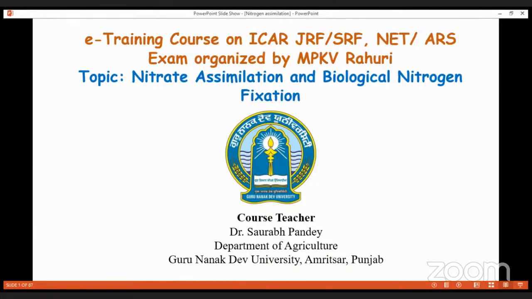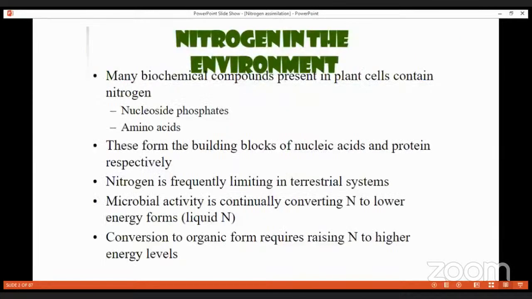I'll discuss briefly about nitrate assimilation and biological nitrogen fixation, with emphasis on their molecular aspects. So we will start from the beginning. How is nitrogen there in the environment? It is basically part of various biochemical compounds present in our plant cell.